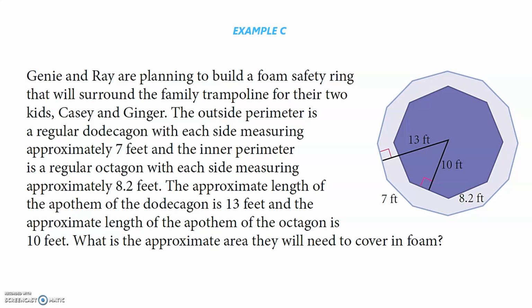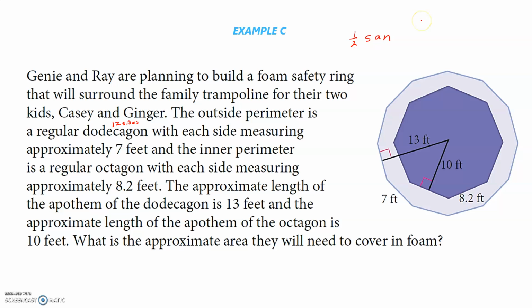2 people, Jeannie and Ray, are planning to build a foam safety ring that will surround the family trampoline for their 2 kids, Casey and Ginger. The outside perimeter is a regular dodecagon that has 12 sides. So I know then, if these are regular polygons, the area of a regular polygon is 1/2 SAN. So I have to know S and A and N for both of these.